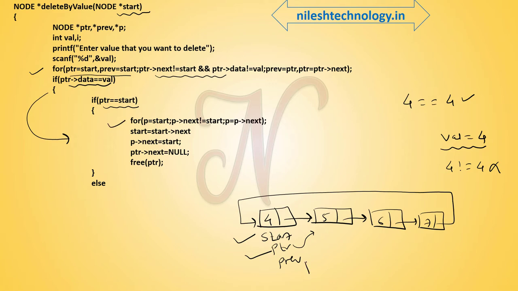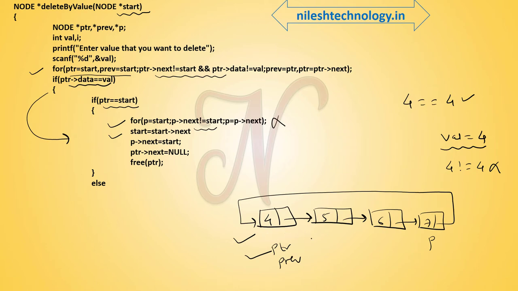So p equal to start, then p of next is not equal to start. See here p of next is not equal to start, true. So going to next. Again p of next is not equal to start, true, going to next. P of next is not equal to start, true, going to next. P of next is not equal to start, false, because p of next is pointing to the start. So here we break this loop, going to next line, start equal to start of next.